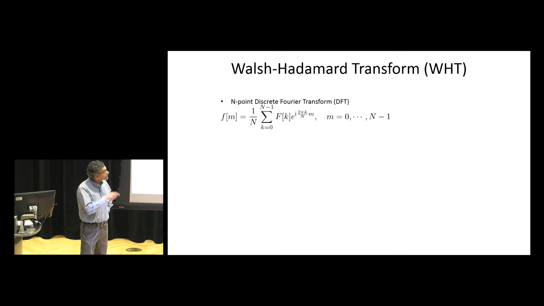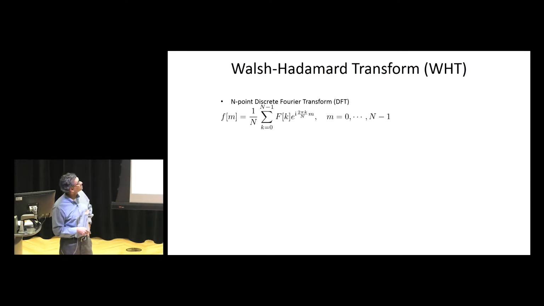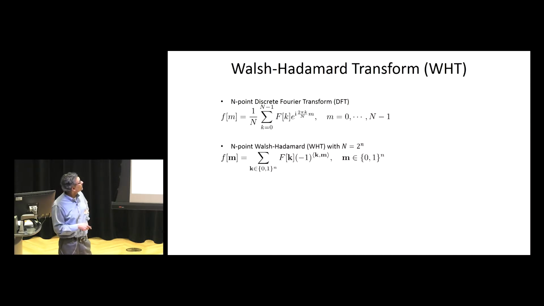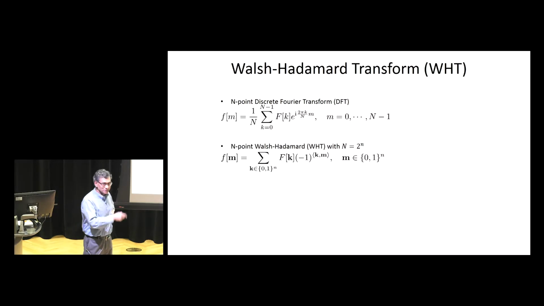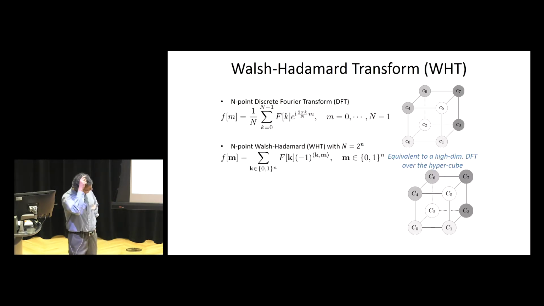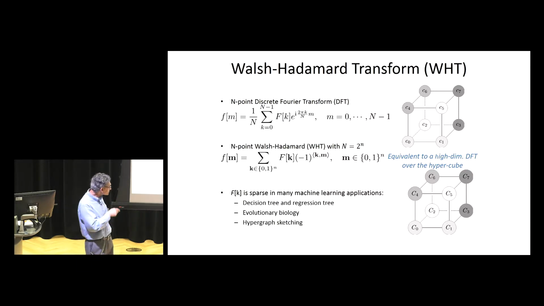So the Walsh-Hadamard transform is a close cousin of the Fourier transform, but it's for the Boolean space. And it's given by this formula. Don't worry about it. What it actually is, is a high-dimensional DFT over the hypercube. So this is for a length 8 signal. You have your 8-point signal, you arrange it in a cube, and you take 2-point DFTs along each dimension. And you will get your WHT. So that's what it actually means.